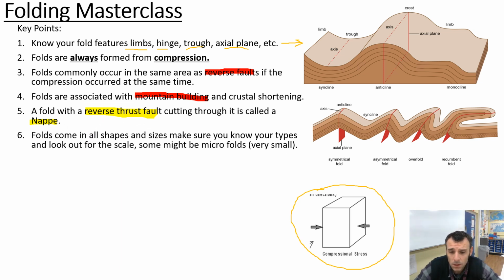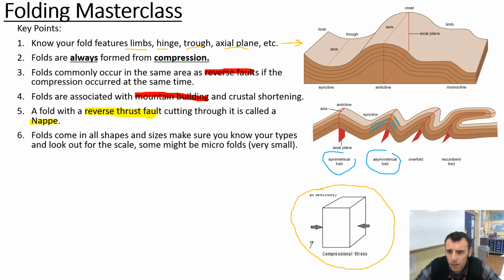They come in all shapes and sizes. You can see over on the right hand side here, we've got a symmetrical fold, asymmetrical. Big difference between those two. Look at this limb here, much shorter than the limb on the left. So that's the key difference. It's not about angle, it's about limb length.